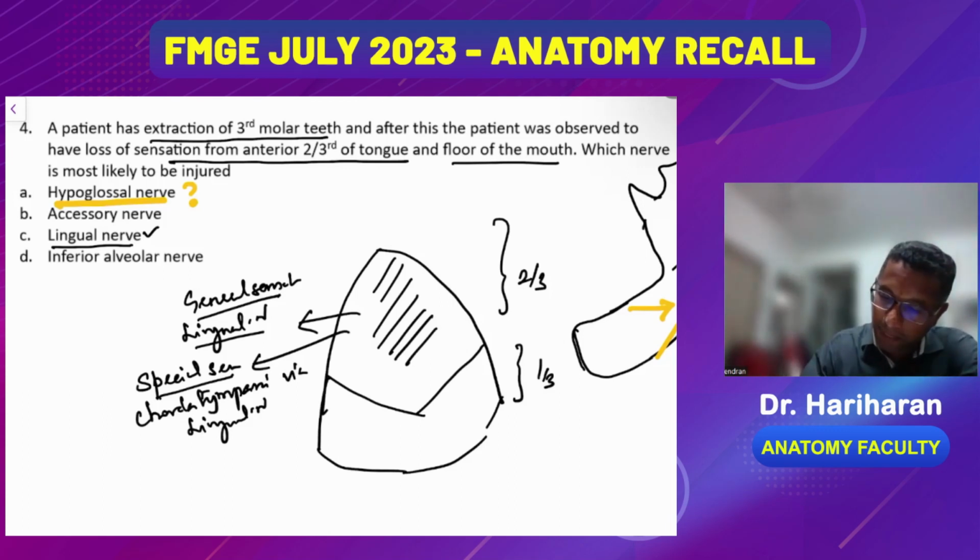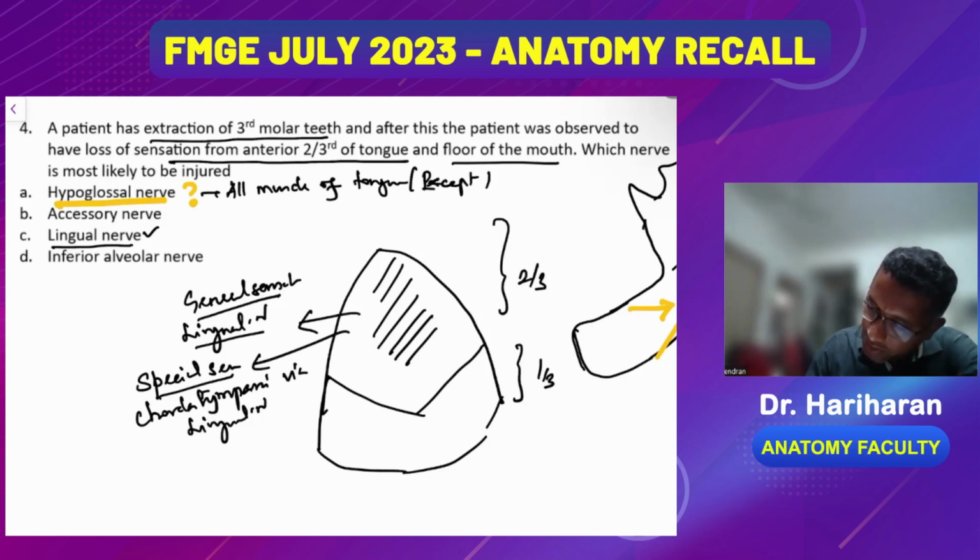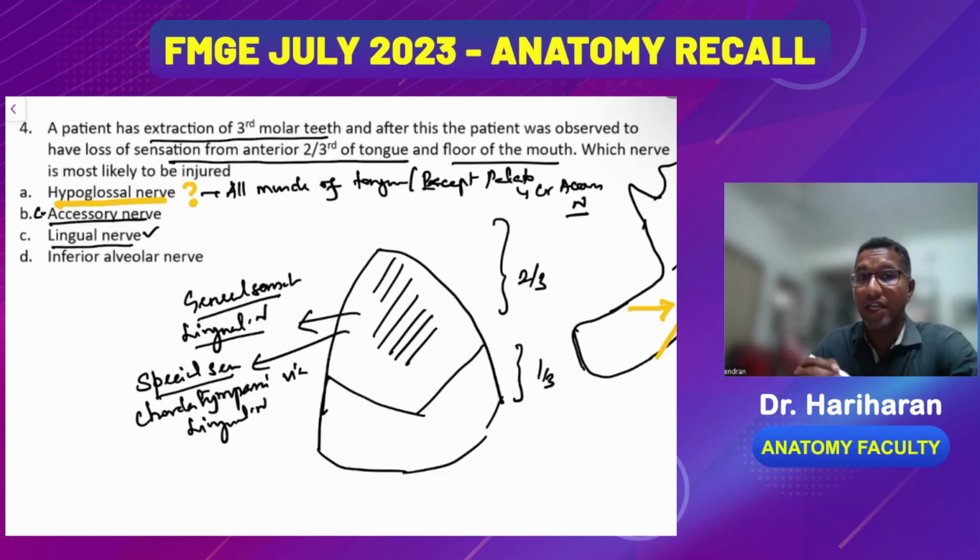The hypoglossal nerve supplies all muscles of the tongue except palatoglossus, which is supplied by the cranial accessory nerve. So the next option is the accessory nerve. Let us consider this the cranial accessory nerve. It supplies the palatoglossal muscle of the tongue region, whereas the lingual nerve is a sensory nerve.